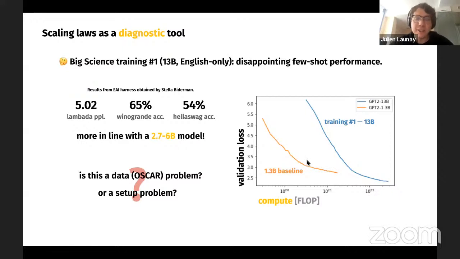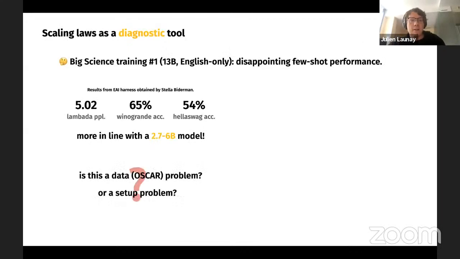But what we are actually going to be doing this week is plotting the scaling law properly with smaller models than the 1.3 billion, and looking at whether the 13 billion fits the trend, because we are training on the same dataset and everything. And if it fits the trend, this means that essentially things are looking okay, and it's more of a data problem probably. This is the idea.